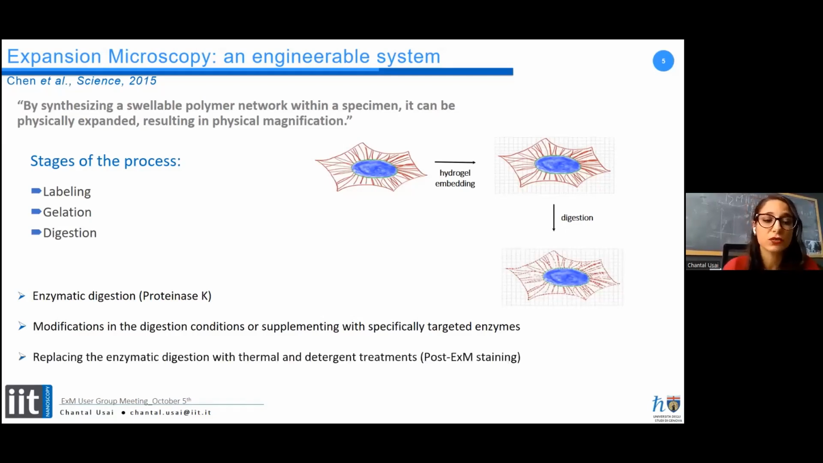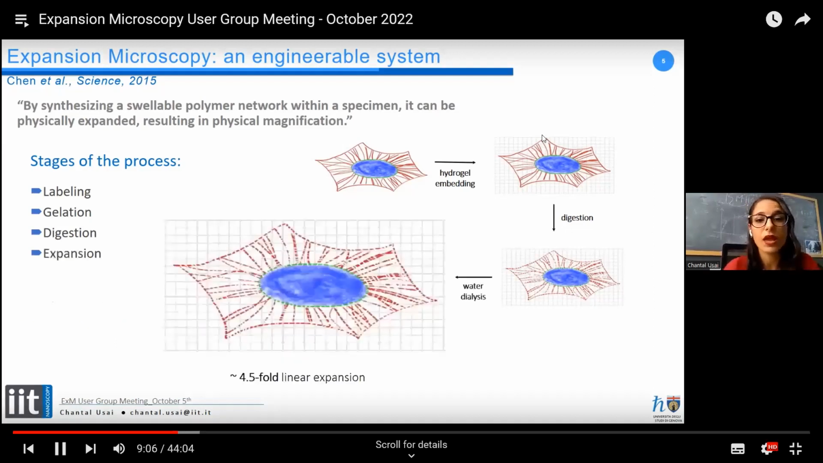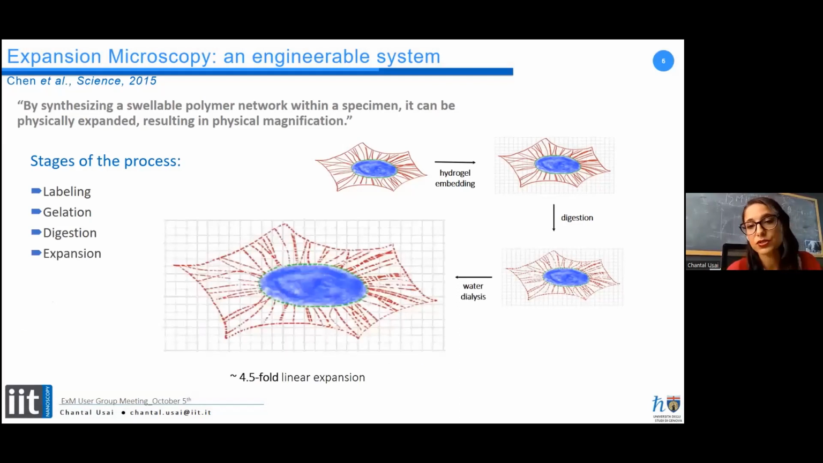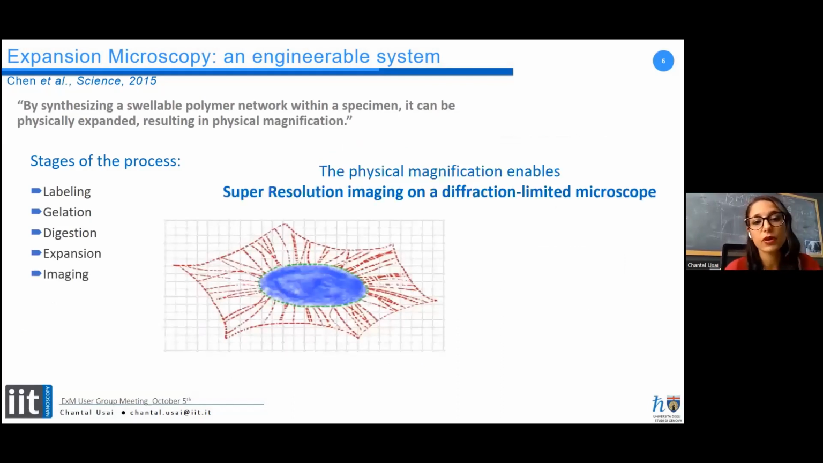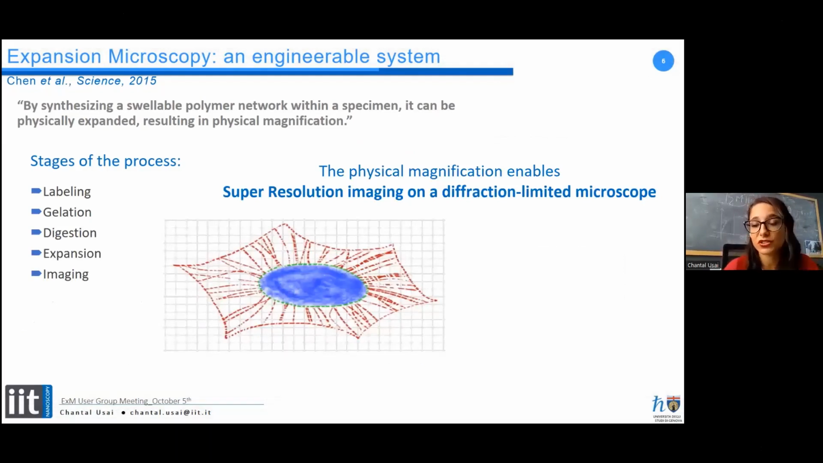But in some cases, you can also completely replace this enzymatic digestion with the denaturation step, which can be either thermal or chemical. And then, of course, we have the expansion by water dialysis, and then we can finally image our sample, obtaining super resolution imaging thanks to the physical magnification of our sample using a diffraction limited microscope.